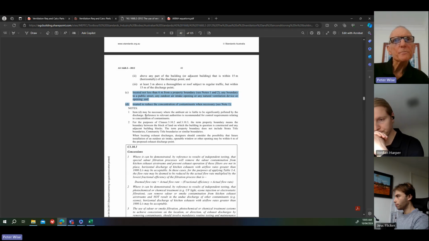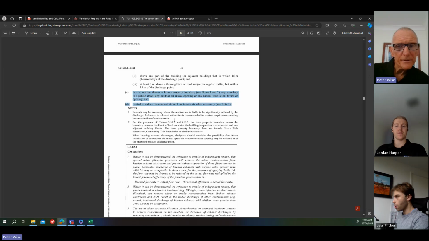So as that note says, note 1, item D may be necessary where the ambient air is liable to be significantly polluted by the discharge. Reference to relevant authorities is recommended for control requirements relating to concentration of contaminants. So, if you've got a really nasty discharge, it's likely that the EPA will be involved, the local council, maybe even the state authorities. But in what we do, that's not very common.